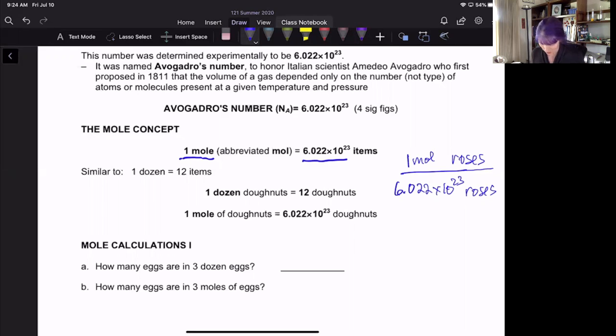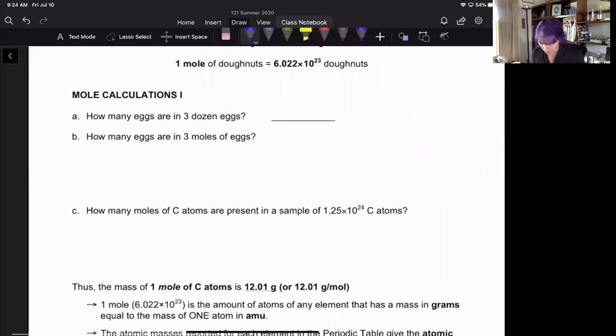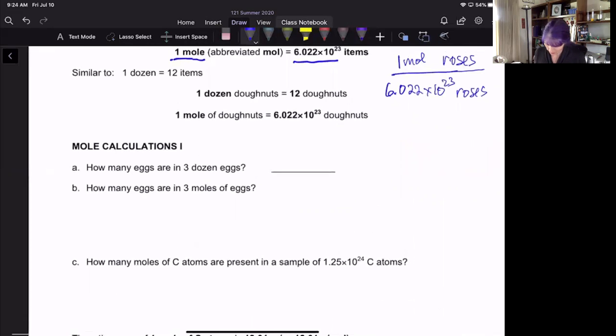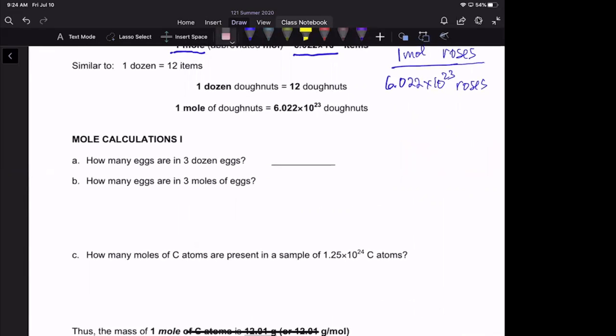Okay. So I did cover parts A and B here, so I'm going to use that factor. I'll keep that on screen. So I had started this question here, part C, how many moles of carbon atoms? Now carbon comes as atoms because it's an element. So you could just think of that as how many moles of carbon.